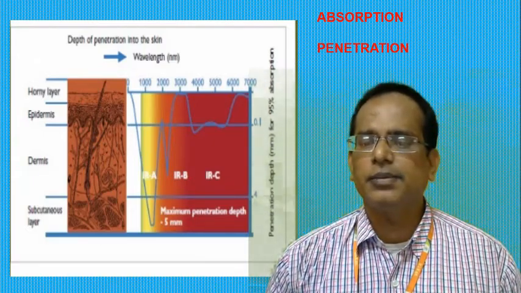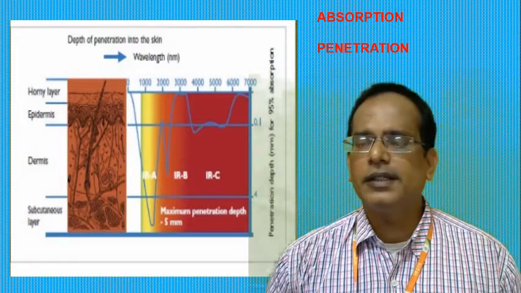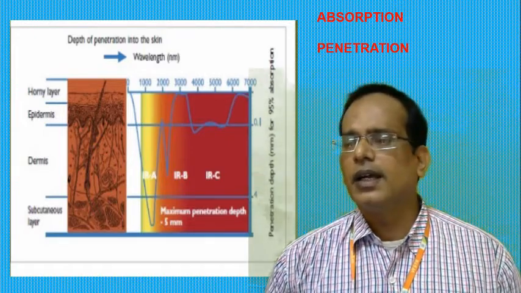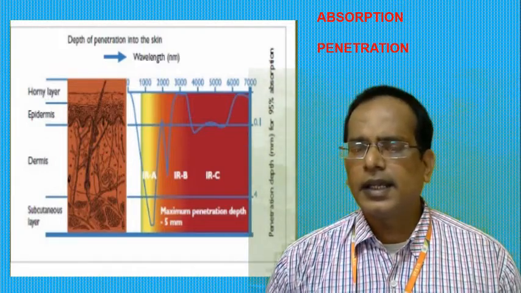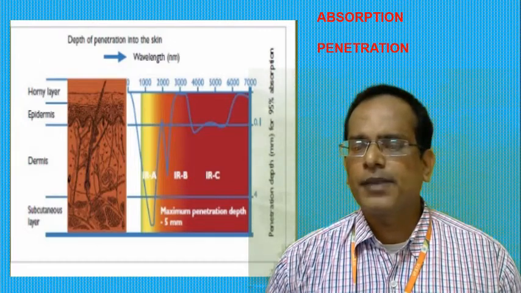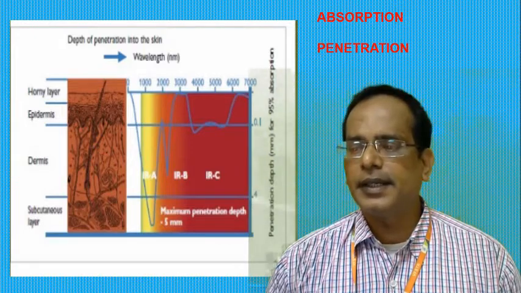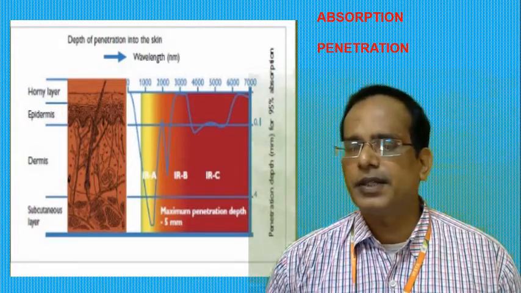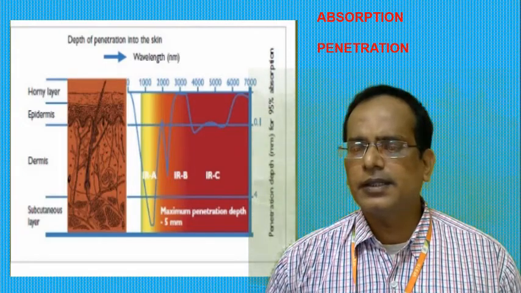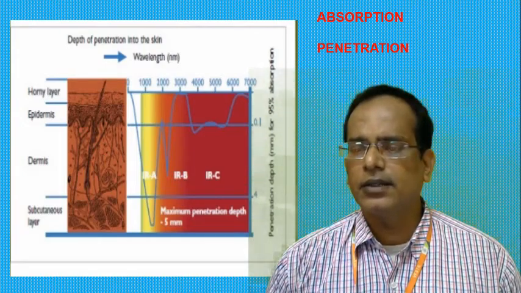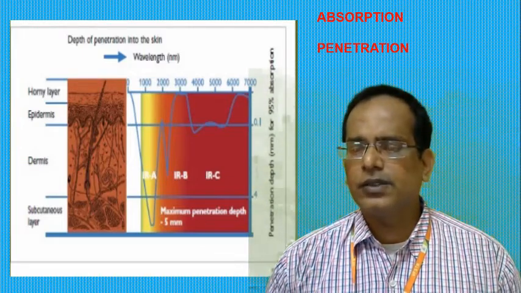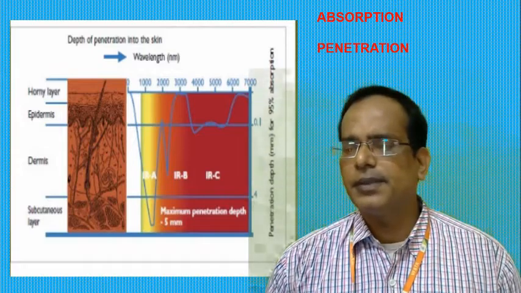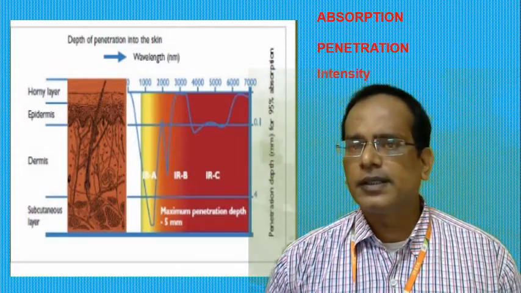So here the IR rays produced by the luminous generator can penetrate into the dermis. You are seeing in the diagram, dermis and epidermis. So here IR rays produced by a non-luminous generator can penetrate the superficial dermis only. So that is the difference between a luminous generator and a non-luminous generator.